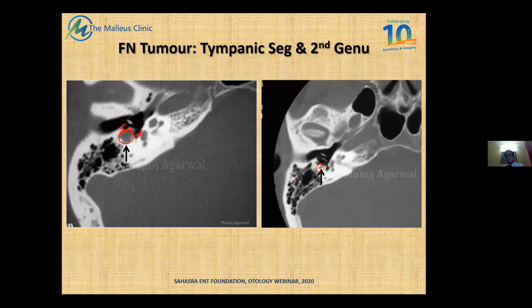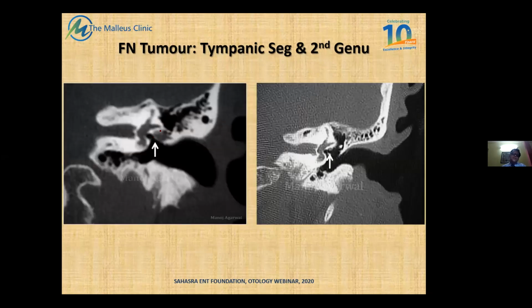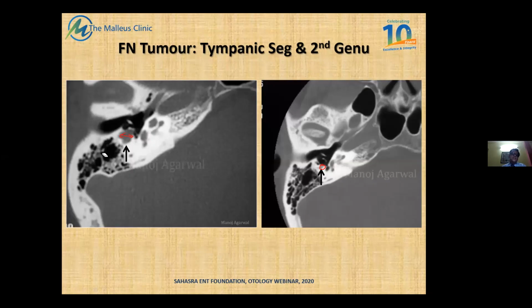Again, for your ease of understanding, a picture of the normal mastoid segment of the facial nerve has been provided side by side. So look at the width here and look at the width here. Okay, so this is the genu part, whereas this was the tympanic segment part. This is the genu part of the facial nerve, which is harboring an SOL.